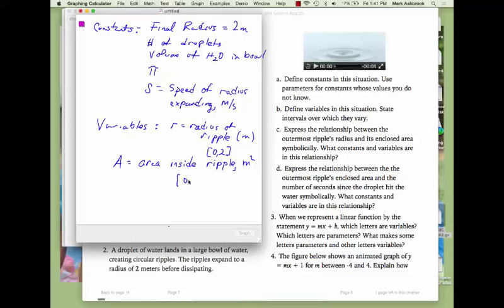0 to pi, and we know it. So pi what? Not pi r squared. r is changing. We want the domain. We want to know the least and the greatest value of A. So r is changing. So pi times 2 squared, or 4 pi. So from 0 to 4 pi is our domain for A. Why? Because that's the area when the radius is at its max of 2 meters. Okay?